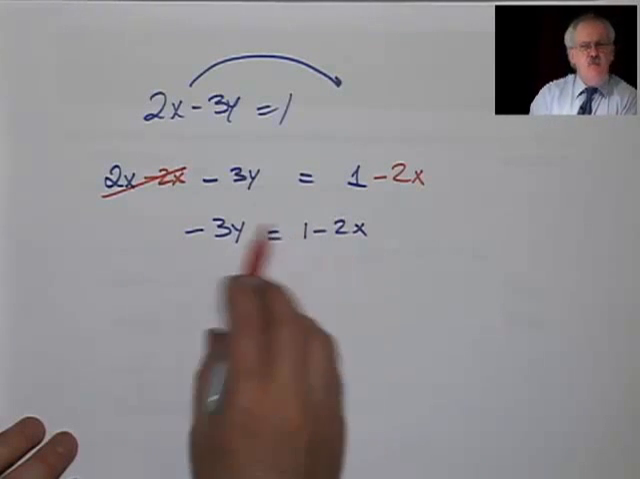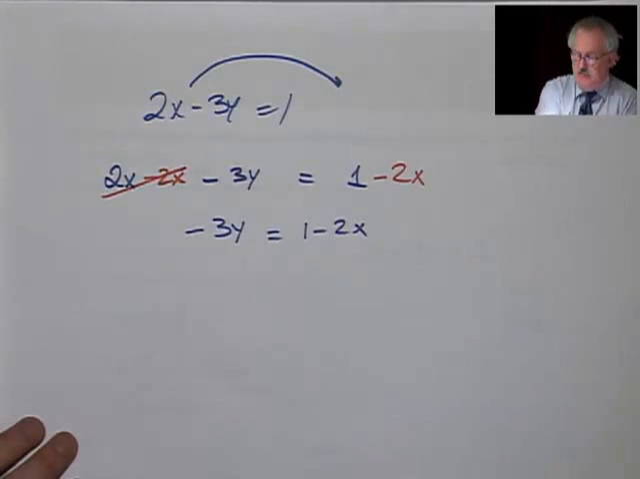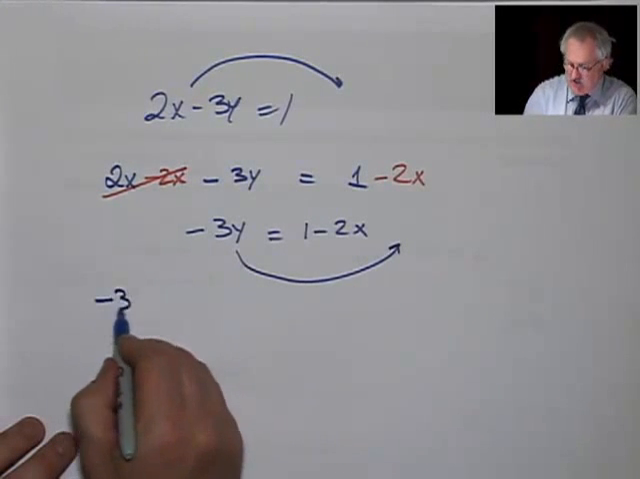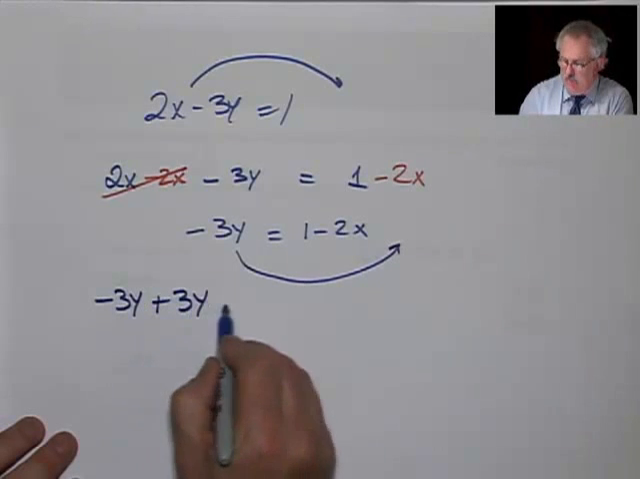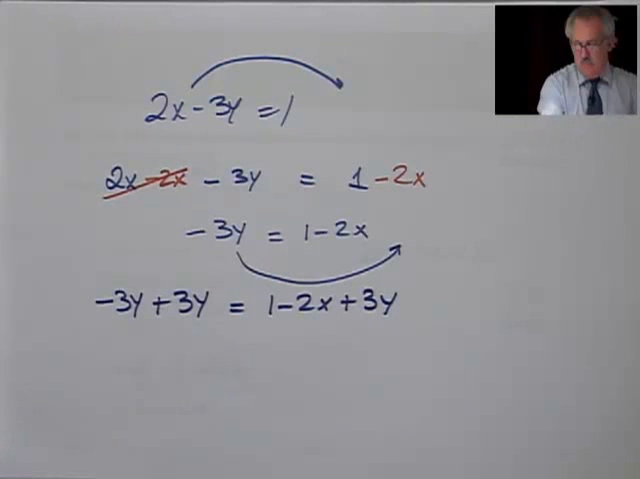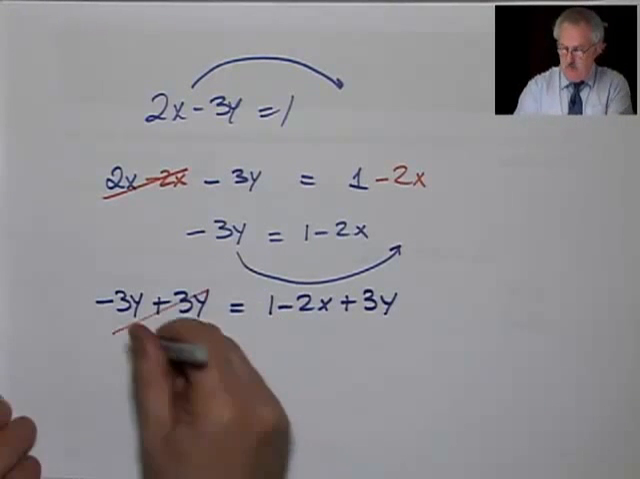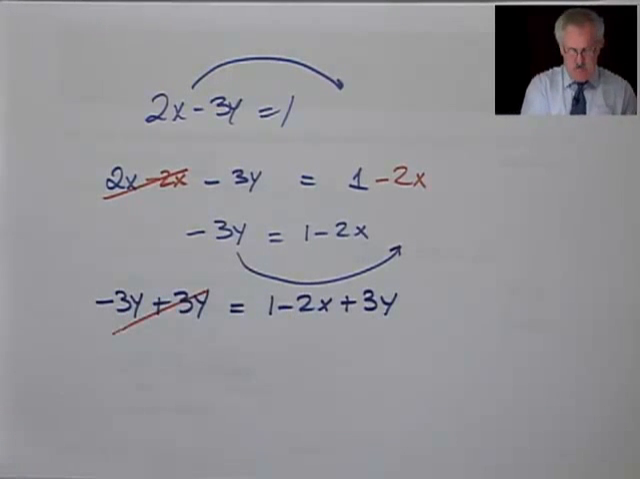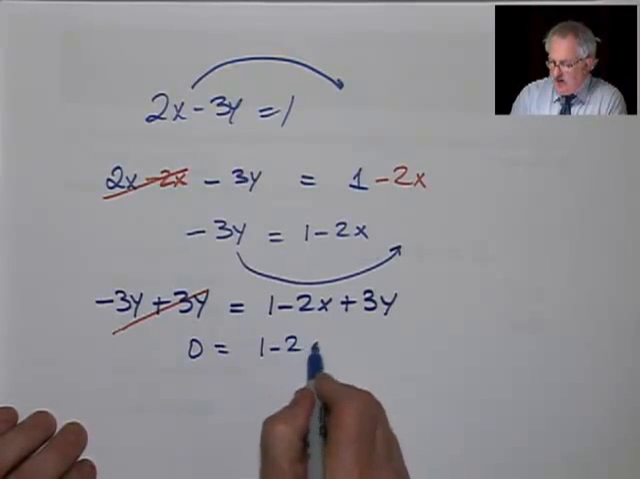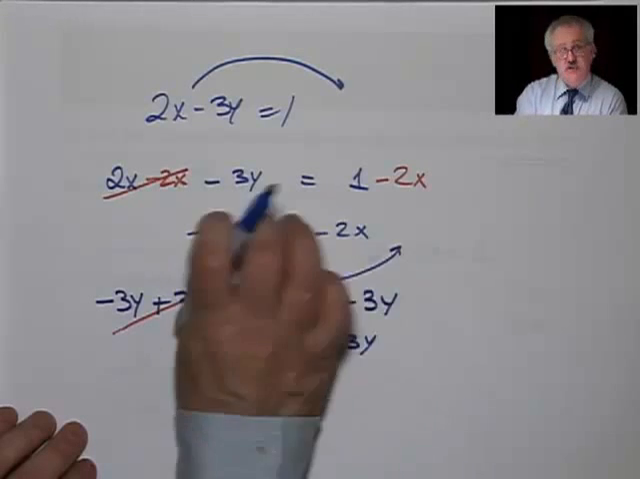Not really mad on the minuses and stuff, so I could multiply everything by minus, or if I wanted, I could take everything back. I could say minus 3y plus 3y is equal to 1 minus 2x plus 3y. And they'd cancel. So I'd be sort of okay. So I'd get 0 is equal to 1 minus 2x plus 3y. Or I could just flip that around here.